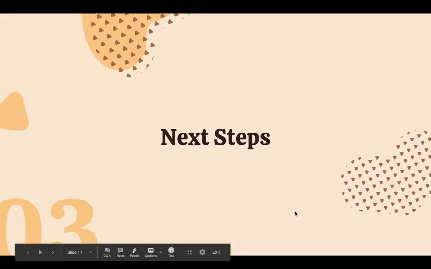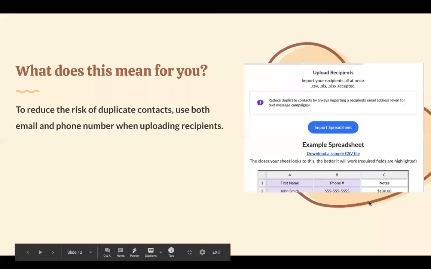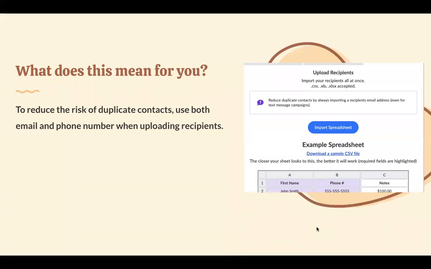So what does this mean for next steps to combine those contacts, and what does it mean going forward as you're building text and email campaigns? The first thing, when you are uploading recipients or you are adding them manually, to reduce the risk of duplicate contacts, we recommend that you use both the email and the phone number when uploading recipients. And that doesn't mean it's going to go to both.